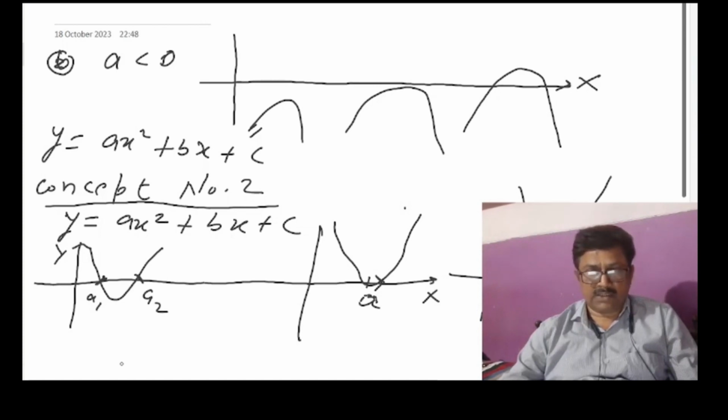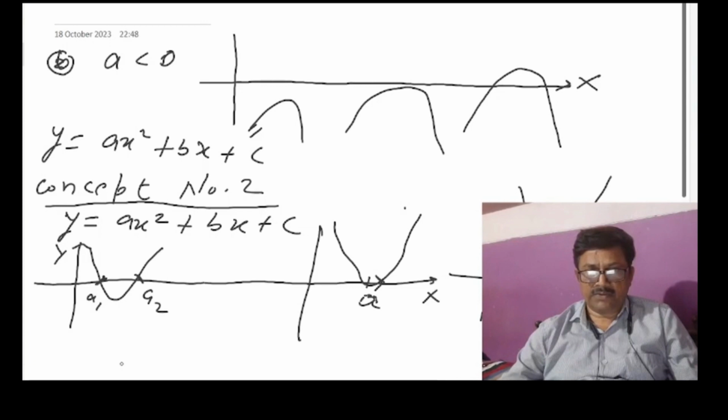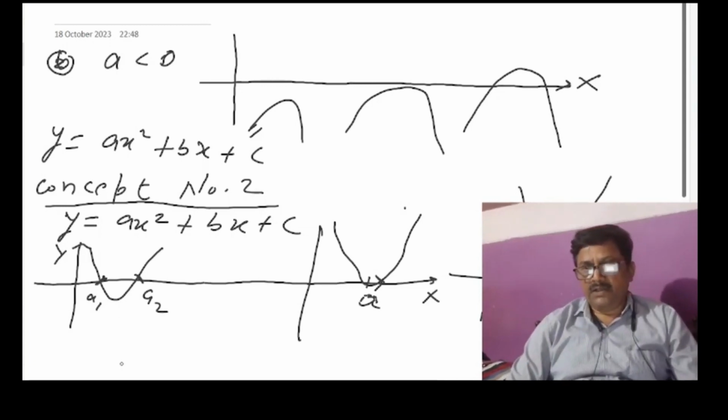The graph should cut the x-axis. And if the graph is not cutting the x-axis, it means y will never be 0. The expression will never be 0. So there is no real root of this equation or this expression. So if any graph does not cut the x-axis, it means it has no real roots. Okay, imaginary roots. It will have imaginary roots.